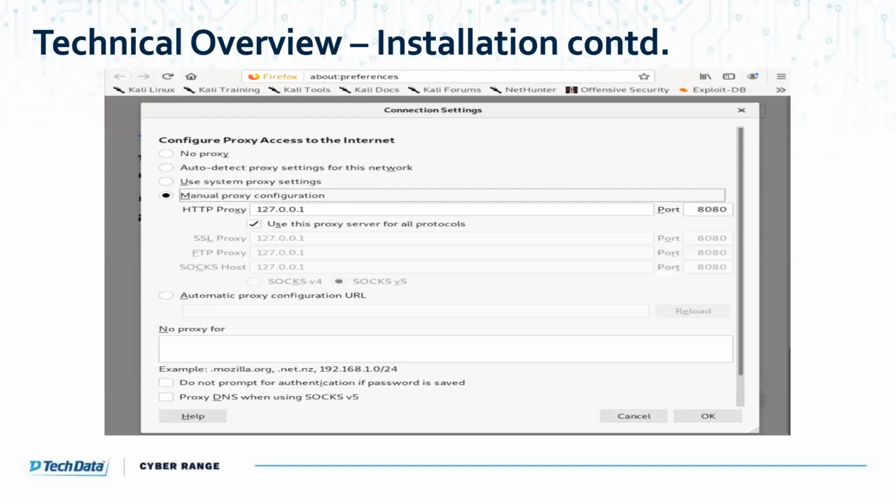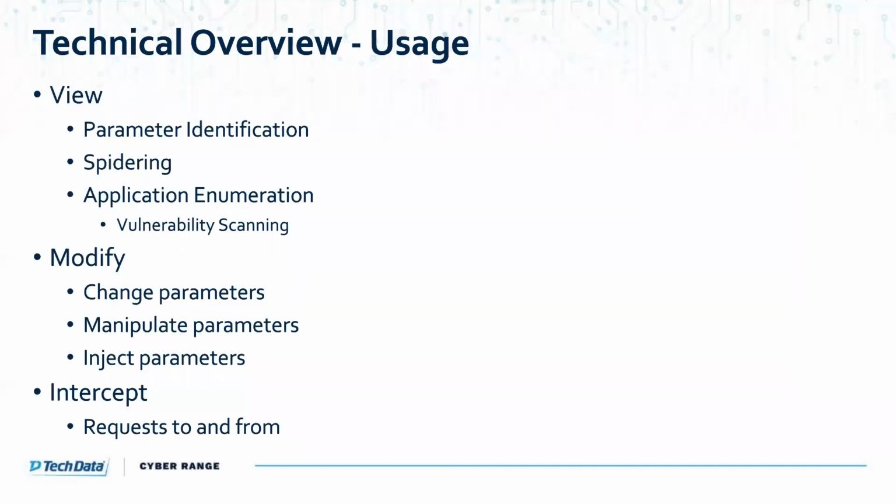in your browser. So this is how you do it in Firefox. Again, the process is going to be different for Chrome, and the process will be different for IceCat. So how would you use or leverage one of the web proxies like OWASP ZAP or Burp Suite? Well, it can be summed up into three things: view, modify, and intercept.